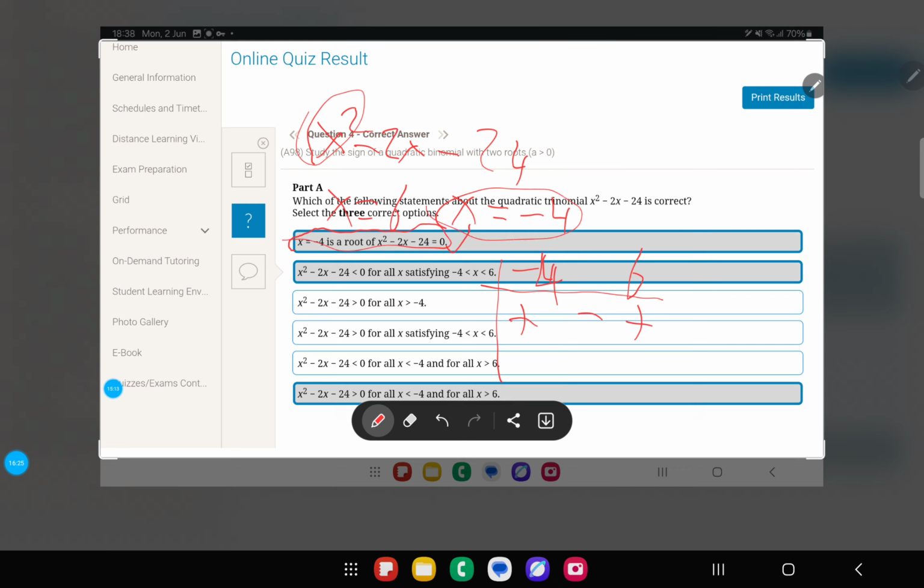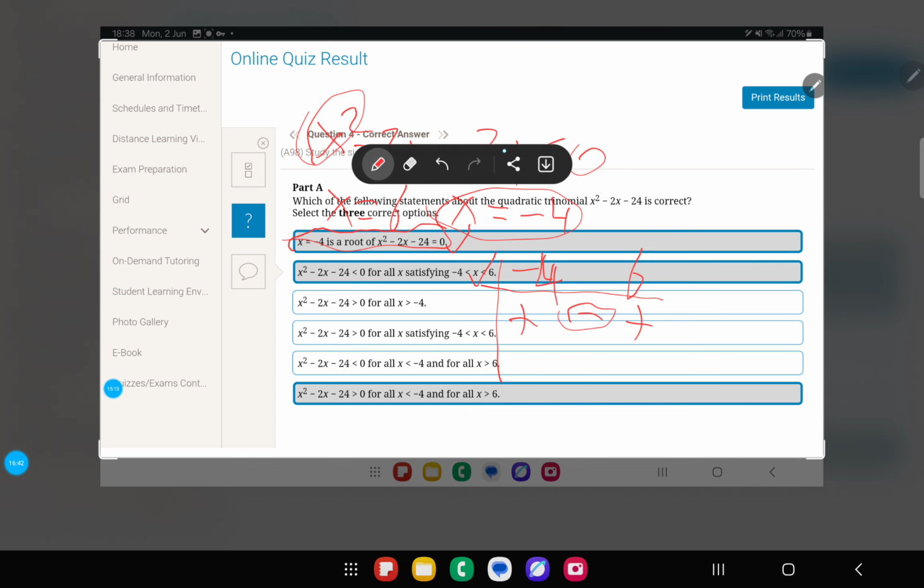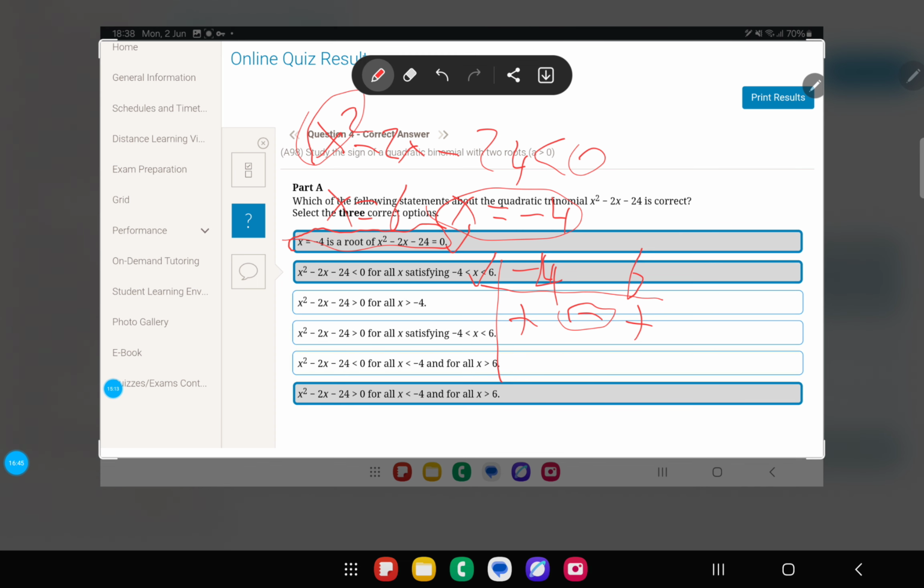Now for the second one, x squared minus 2x minus 24 is less than 0 for x between -4 and 6. It's saying it's less than 0, which means it's negative, and negative here is between. So that's correct. Now for the last one, x squared minus 2x minus 24 is greater than 0 for all x less than -4, and for all x greater than 6. Yes, this is also correct, since greater than 0 is at the positives. So that means it's less than -4 and greater than 6. That's it.